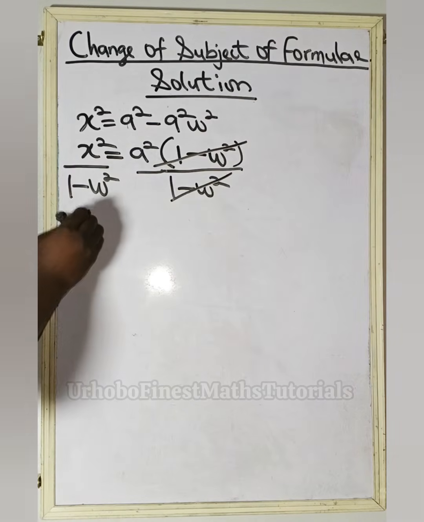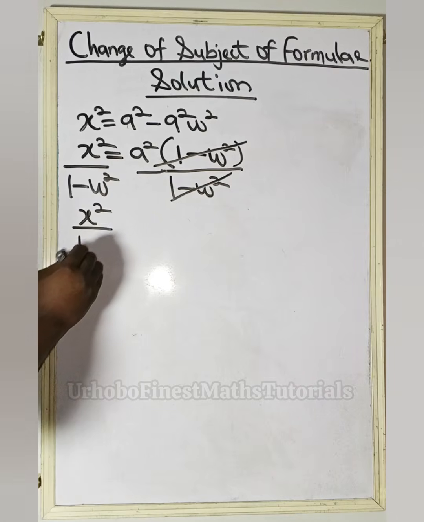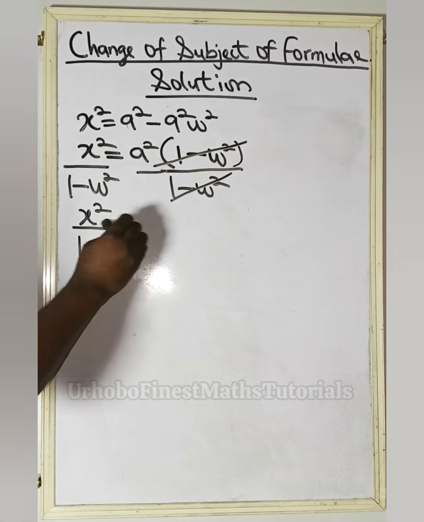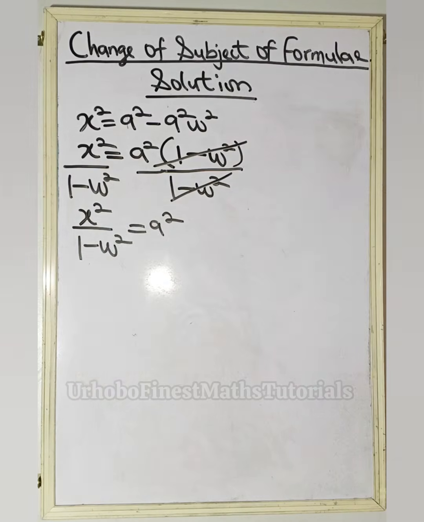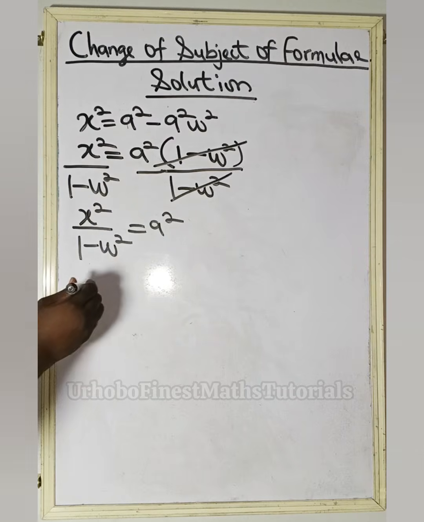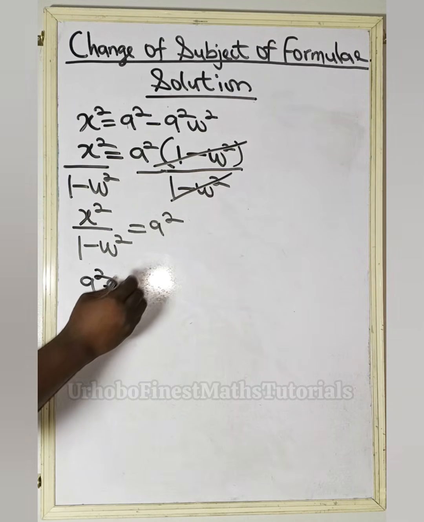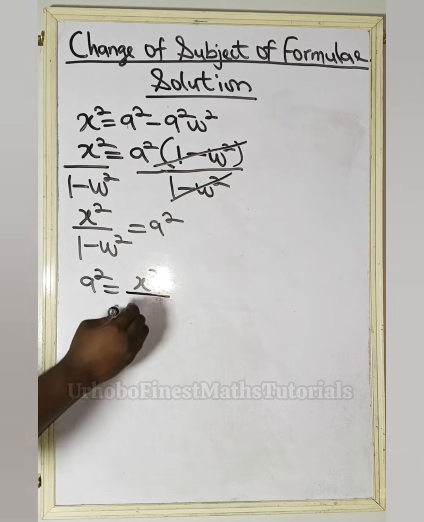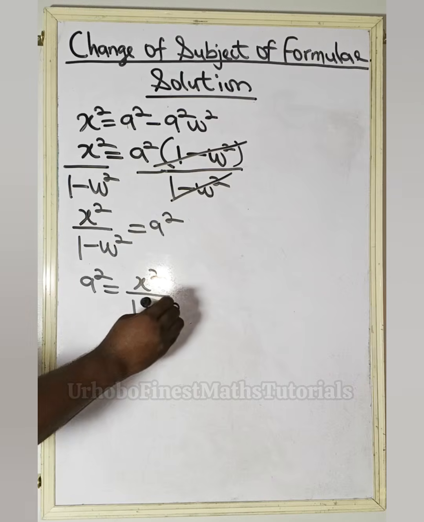So it's going to be x squared over 1 minus w squared equals what? A squared. We can write this equation as this: a squared equals what? x squared over 1 minus w squared.